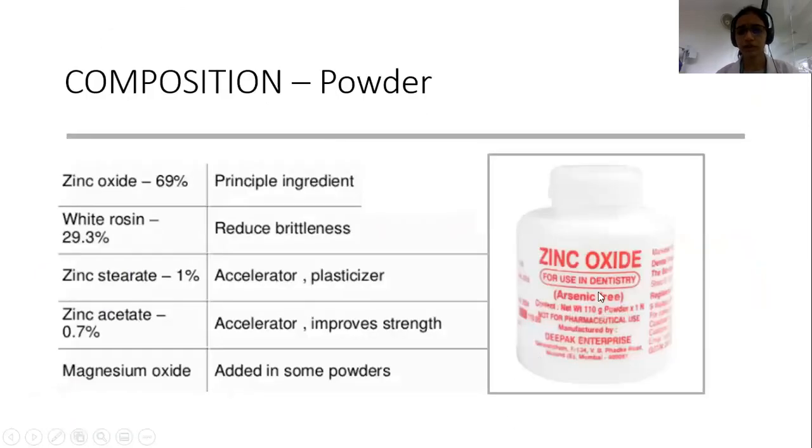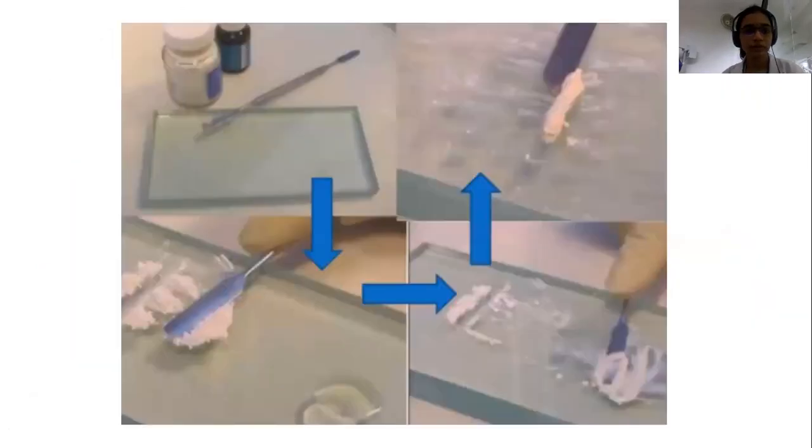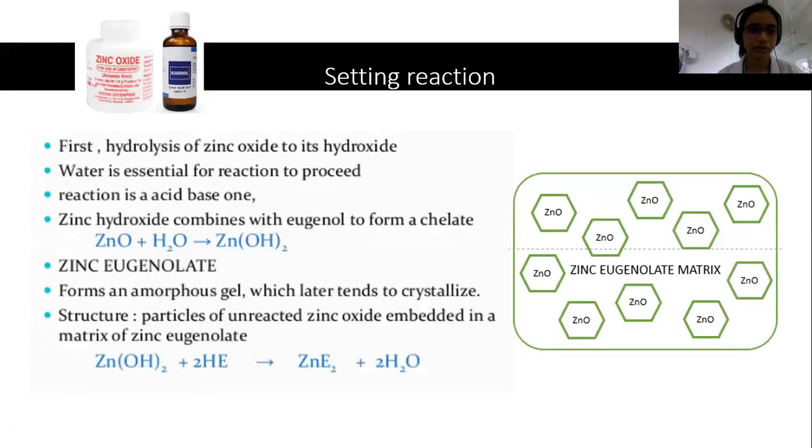The zinc oxide powder which is in use for dentistry is not anhydrous. That means it is not without water. The powder has 2% water. The 2% water is used for accelerating the reaction. The zinc oxide combines with this 2% water to form zinc hydroxide. The zinc hydroxide reacts with eugenol to form zinc eugenolate and water. The reaction is autocatalytic. This water again reacts with zinc oxide to form zinc hydroxide.